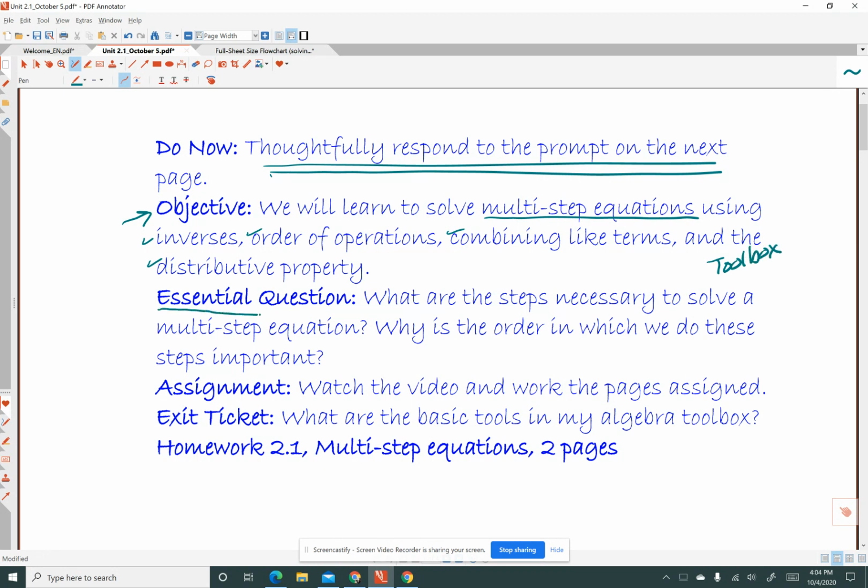Our essential question today is, what are the steps necessary to solve a multi-step equation? And why is the order in which we do things important? And for today, I'd like you to watch the video, which if you're watching this now, you've already started, and we are going to work the pages that you are assigned. Our exit ticket today will ask us, what are those basic tools in our algebra toolbox? Our homework tonight is homework 2.1, multi-step equations. It's a 2-page homework. It has 12 problems. So let's get started.